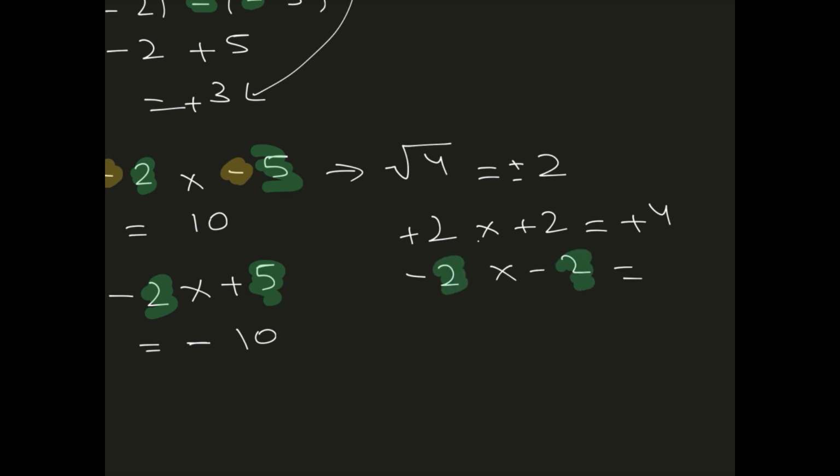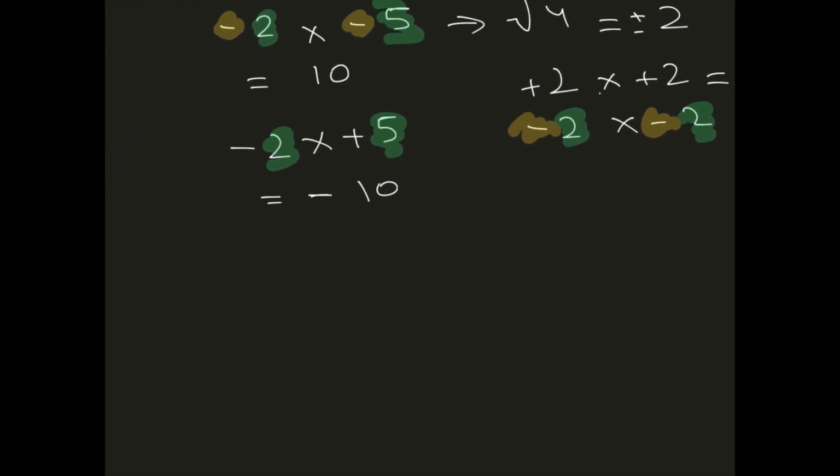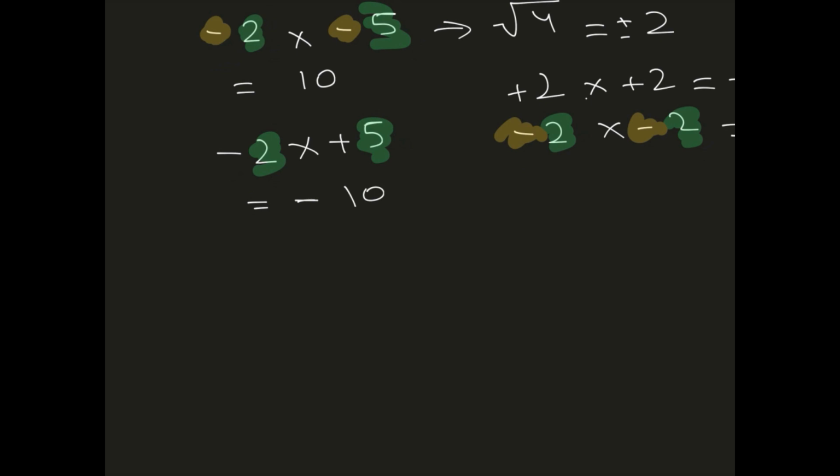So 2 into 2 is 4. But minus into minus is also positive, so in the answer you get +4. Hence the square root of 4 is not only +2 but ±2 both, right? The same thing happens in division.